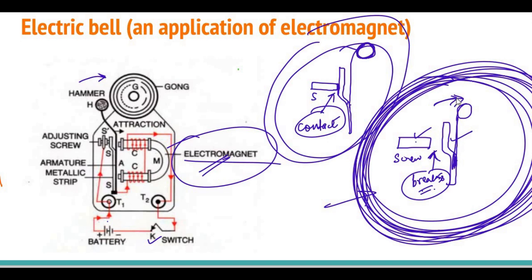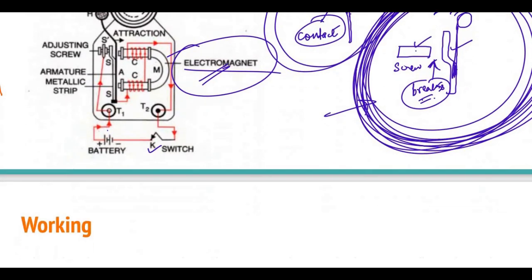Goes forward and comes back. Means current stops and again flows in the circuit. Again stops and again flows in the circuit. And this happens at very fast speed. And that's why we hear the sound of the bell ringing like tung tung tung tung tung. Very fast.